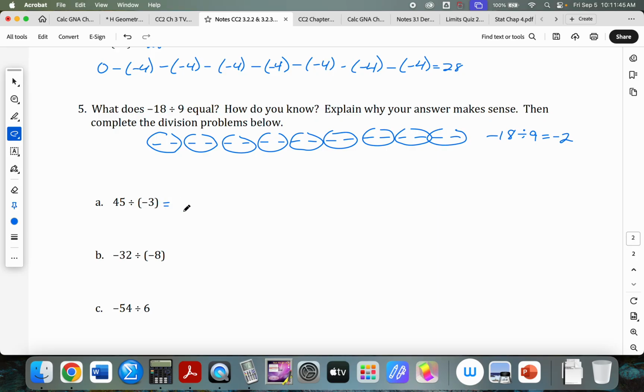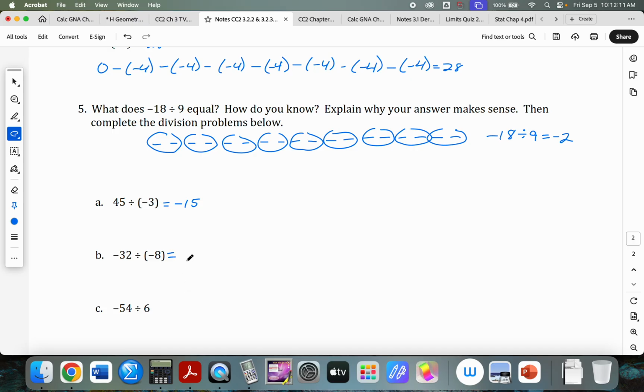So what do you think this will be? If I have 45 and I'm dividing it by negative 3. Sorry? Negative 15, that's exactly right. So just like when we multiply, if one of the numbers is positive and the other number is negative, when we divide, we'll get a negative.